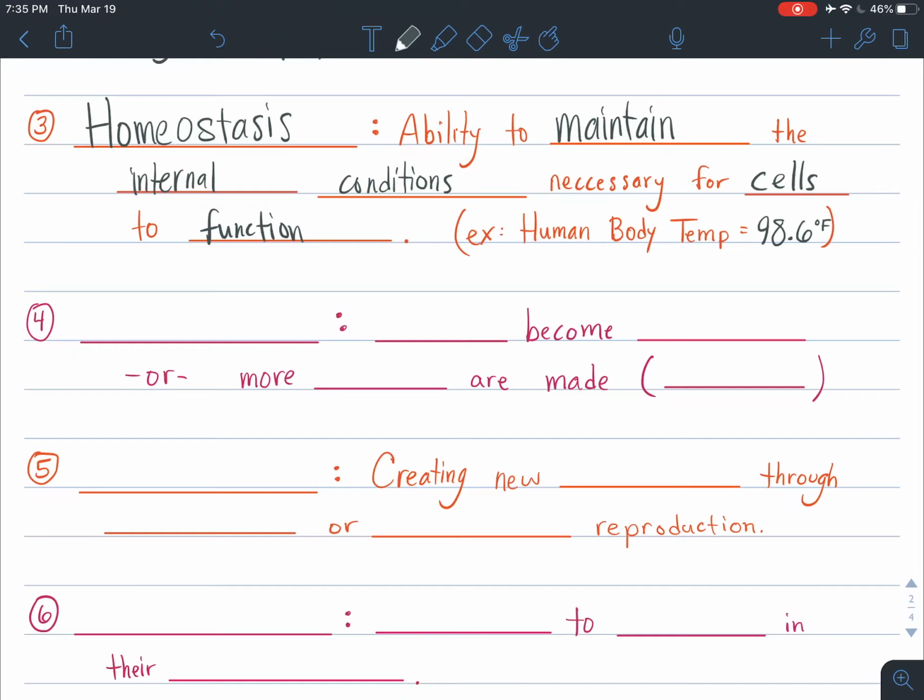If we get too hot, we say we have a fever, and that means that we're losing our homeostasis. If our body temperature got too hot, we could actually die. And if it got too cold, we could also die, because our body must stay at that temperature in order to maintain the conditions necessary for all of our cells to do their job.